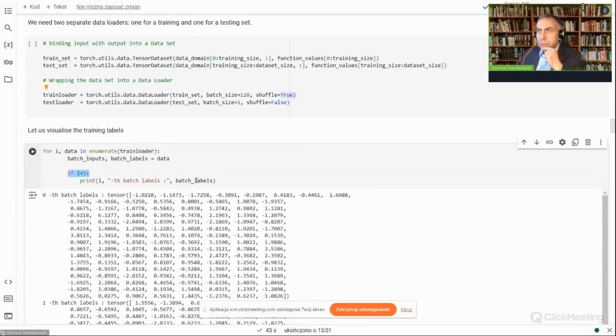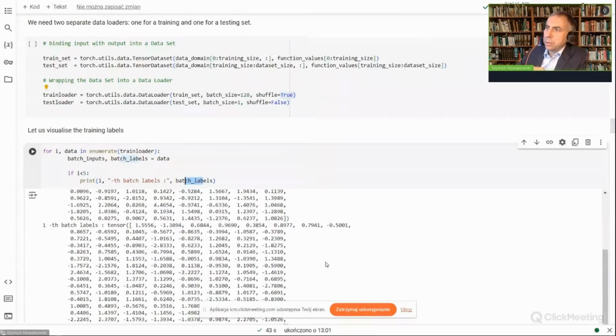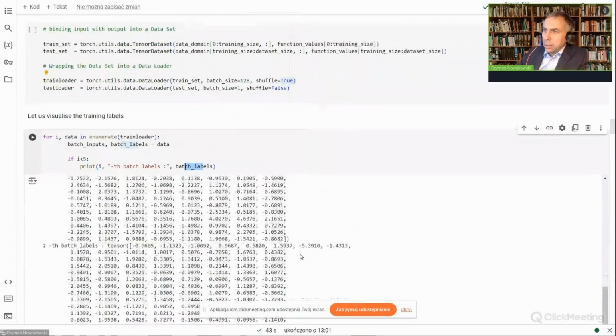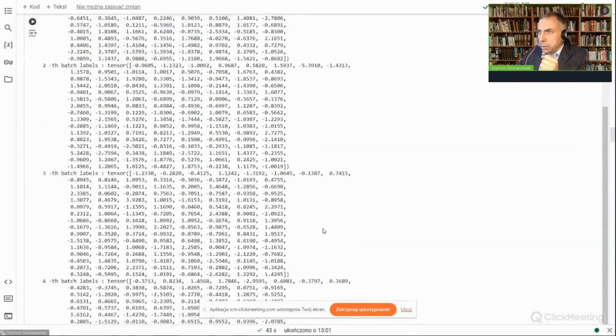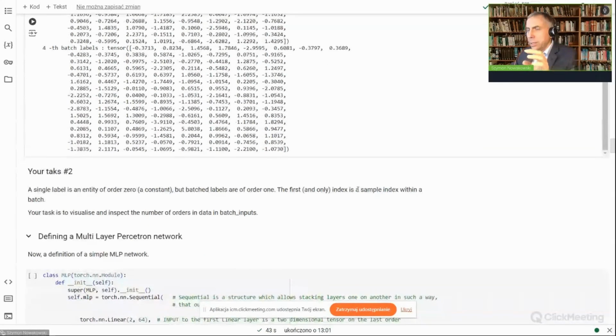I am visualizing labels, so 128 function values. Okay, this is the batch. 128 function values organized in a one order tensor. This is very important. Usually the organization and the number of orders in a tensor is very important, and we shall see in a moment that we have an error because we do not control it efficiently enough.